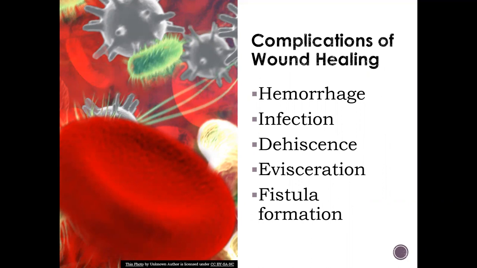An external hemorrhage is easy to recognize. You'll see bloody drainage from the dressing. However, depending on where the wound is and how the blood flows, it might pool underneath the dressing in an area where we're not able to see.